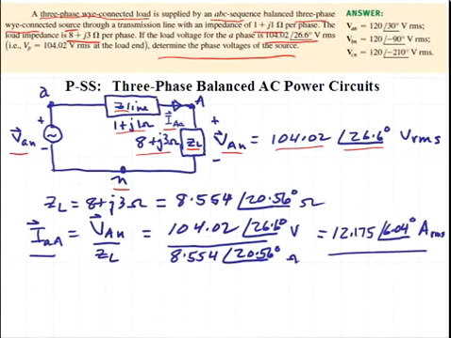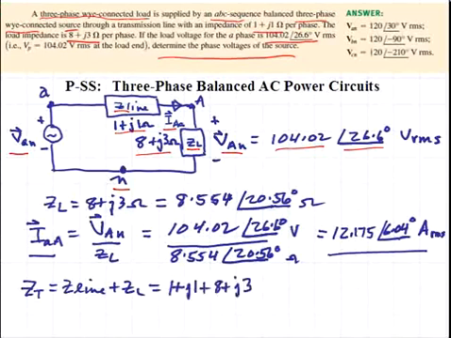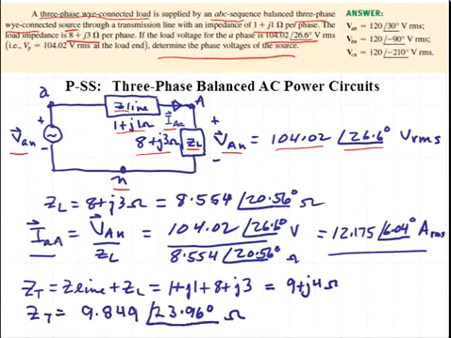We now need the total impedance in the loop, including the load, so Z total will be Z line plus Z load, and that is equal to 1 plus j1 plus 8 plus j3, which is equal to 9 plus j4 ohms. And in polar form, Z sub T is equal to 9.849 at an angle of 23.96 degrees ohms. This is the total impedance that the source sees, including the transmission line and load impedances.